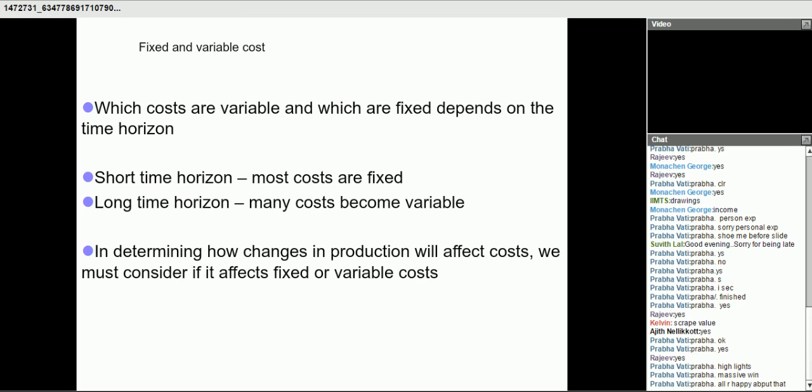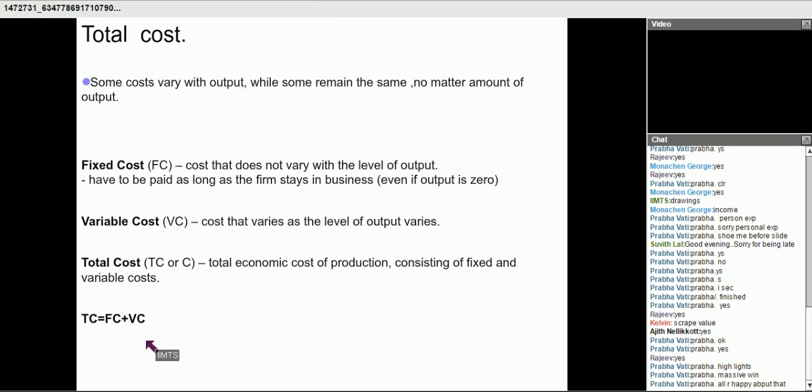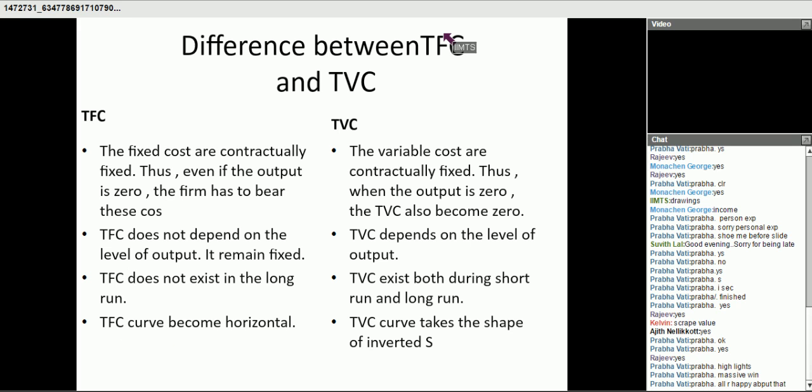So now let's go to the next one. So what is total cost? It is the total of fixed and variable. So this is the formula for total cost. Total cost is equal to FC plus VC, that is fixed cost plus the variable cost. So this is the difference between the two.